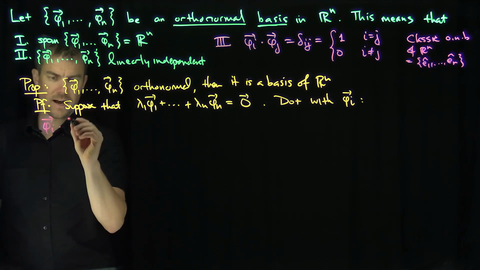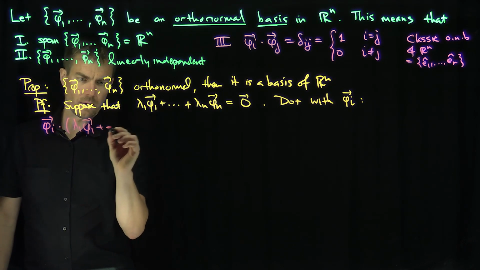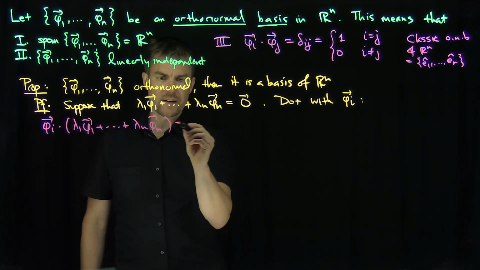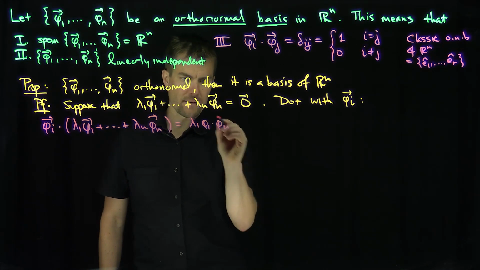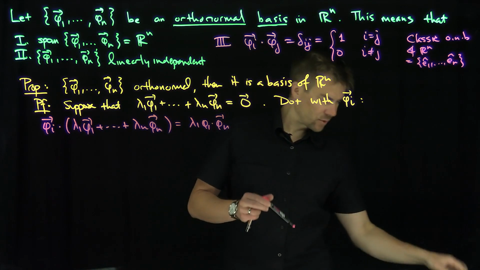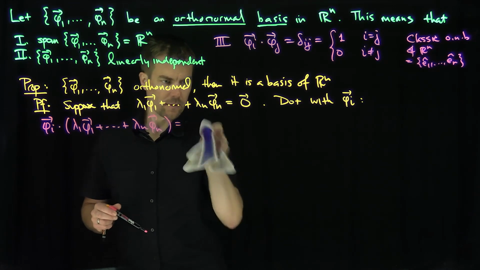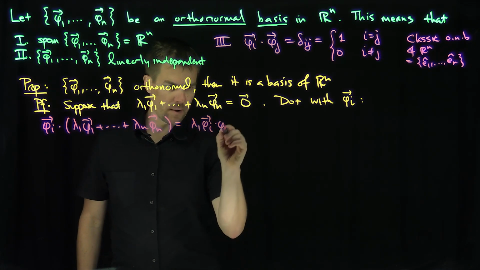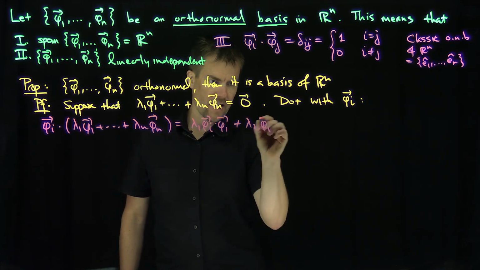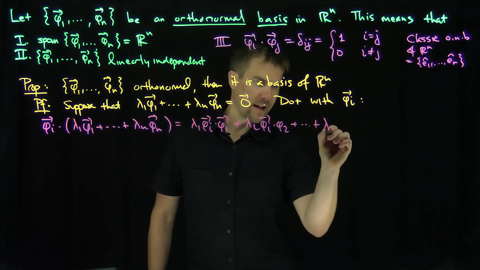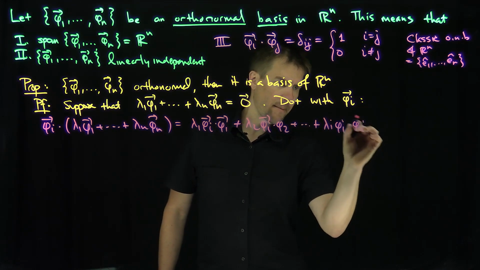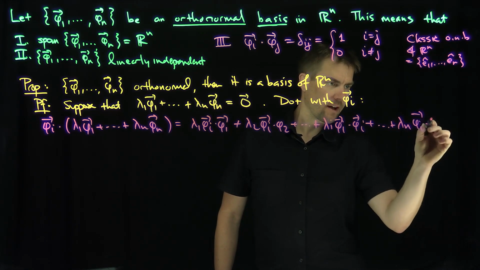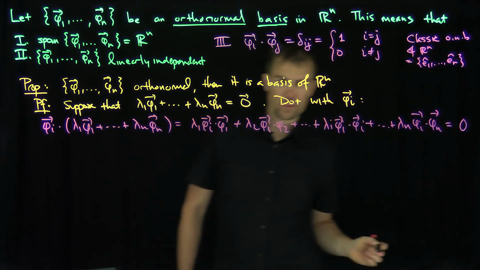We're going to have phi i dot (lambda 1 phi 1 plus ... plus lambda n phi n). When I distribute this dot product, we're going to have all these dots: lambda 1 phi i dot phi 1, plus lambda 2 phi i dot phi 2, all the way down to lambda i phi i dot phi i, all the way down to lambda n phi i dot phi n, and that's just going to be 0, because when you dot with the zero vector you get nothing.